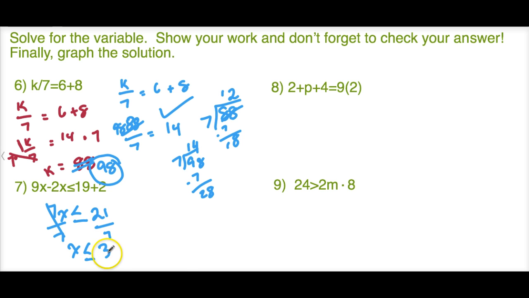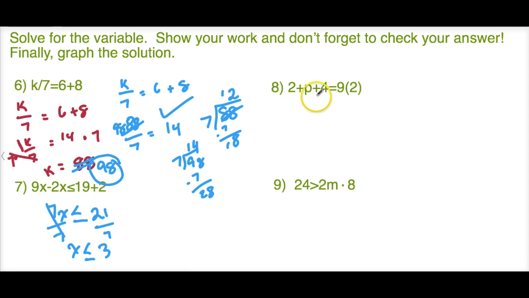So for the check, what you need to basically do is pick a number that's less than 3 and substitute it back in. So I could say 2 and see if that works. If it's true, then I'm good to go. I can also pick a number bigger than that, and if it's not true, then I'm good to go.